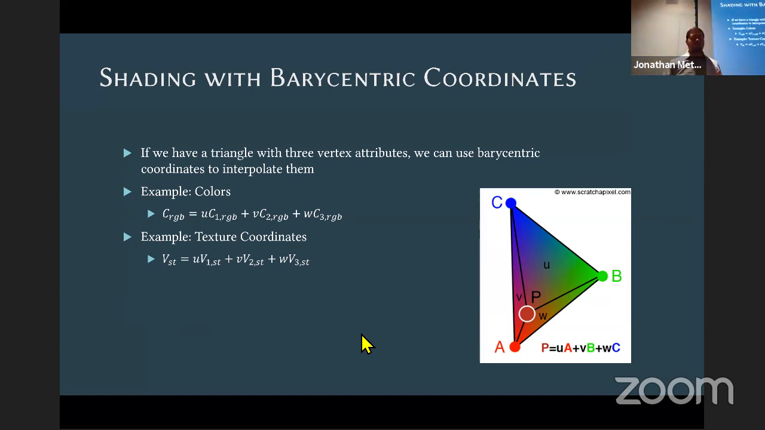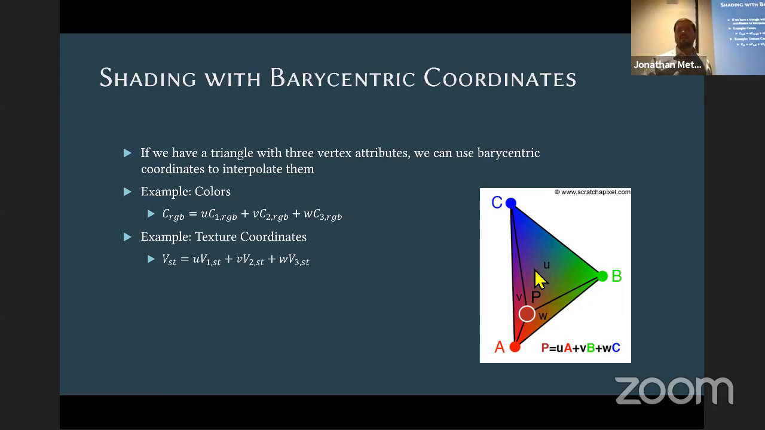Where it comes into interest, though, is if we want to shade with these barycentric coordinates. So let's just say we have a triangle with 3 vertex attributes. We can use barycentric coordinates to interpolate them. So, for example, if we had colors on this triangle, maybe blue, green, and red, and we want to find out for this point inside the triangle, what is the color? If we have our barycentric coordinates u, v, and w, then we can calculate exactly what the color should be. It'll blend the 3 vertex colors together. So in this way, we can figure out exactly what the color ought to be.